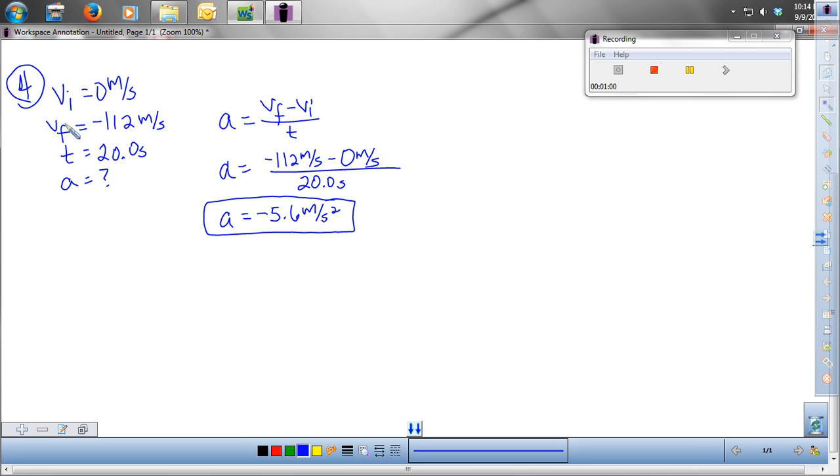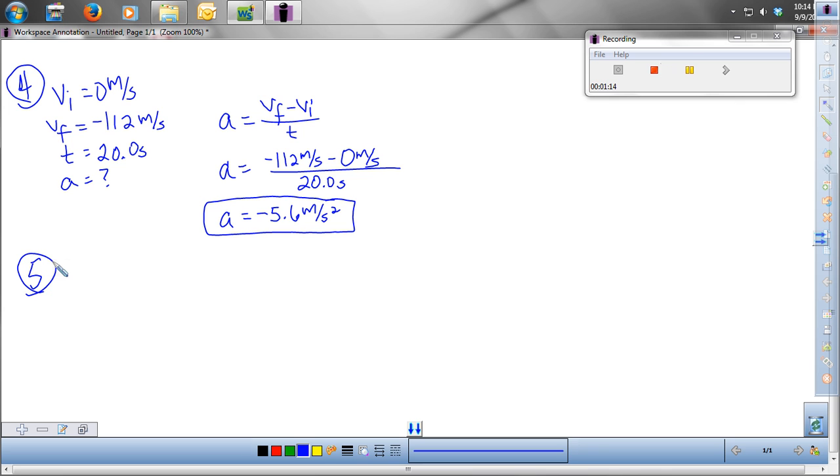Please notice the format. I've listed the given. I've identified what I'm looking for. I've given the working equation. I've substituted in the numbers with units on every single number. And then I've boxed my correct answer. That's the format I am expecting from you guys.